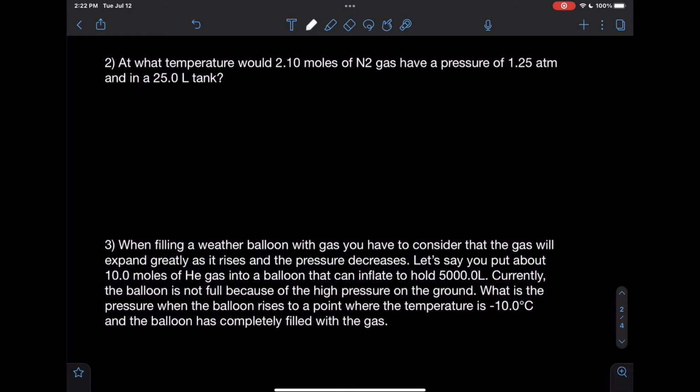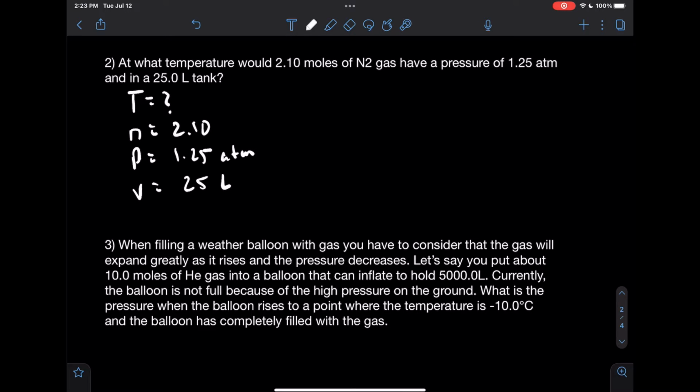Question number 2 says, at what temperature would 2.10 moles of N2 gas have a pressure of 1.25 atm in a 25-liter tank? So to begin this problem, we'll go ahead and make a list of what we know and what we need to find. We can tell right off the bat that it says at what temperature, so we don't know the temperature. We are given the moles is equal to 2.1, the pressure is equal to 1.25 atm, and the volume is equal to 25 liters.